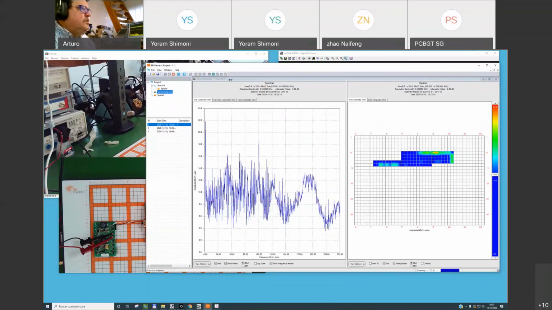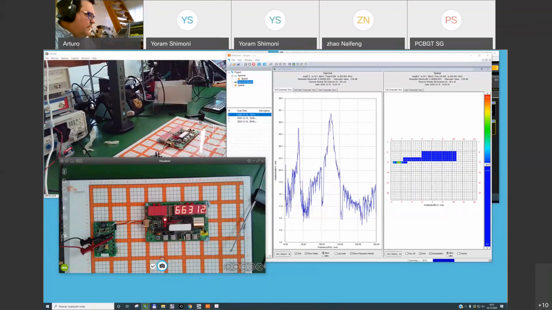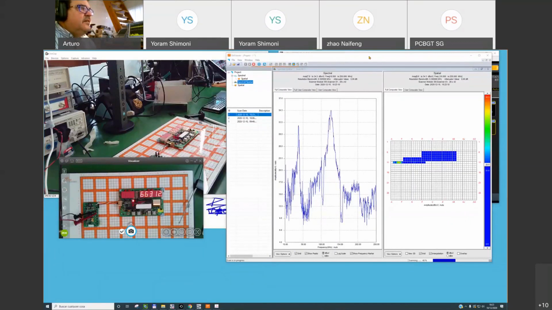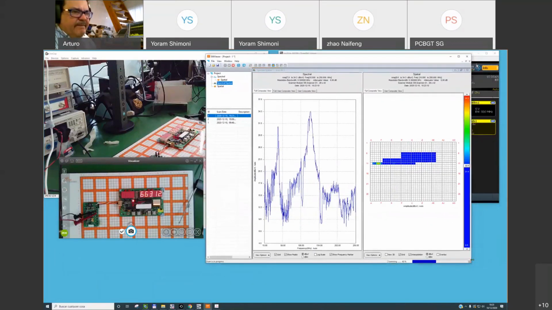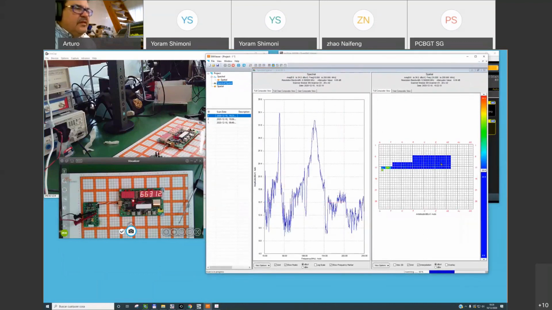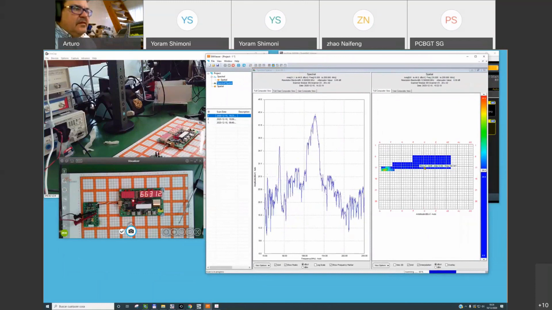Let me reduce the size of this window so you can see here the picture. Okay. Now you can see here that these colors switch to blue color because the dominant amplitude here is at 132 megahertz.